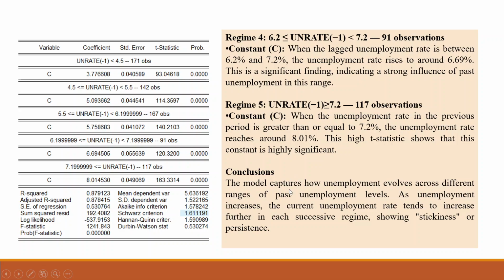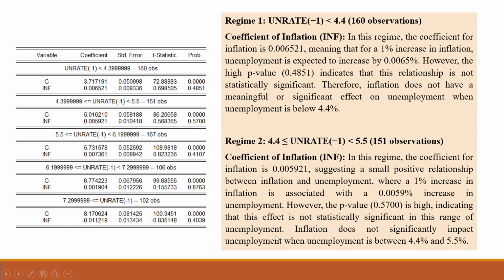Conclusions. The model captures how unemployment evolves across different ranges of past unemployment levels. As unemployment increases, the current unemployment rate tends to increase further in each successive regime, showing stickiness or persistence.